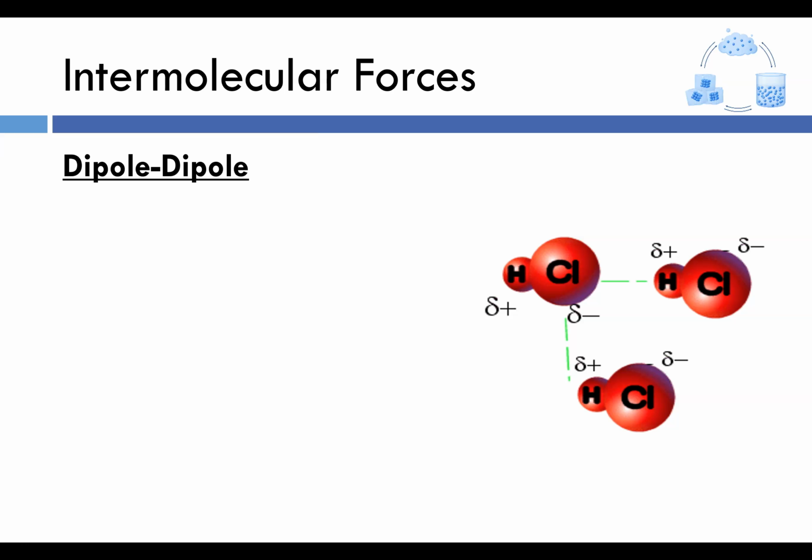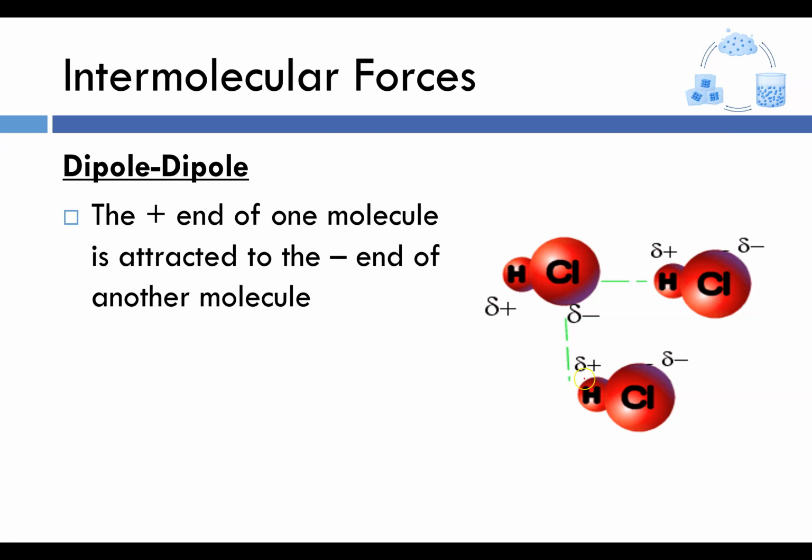HCl is an example of a polar molecule. We have a partial positive charge on our hydrogen and a partial negative charge on our chlorine atoms. You can kind of imagine a bunch of HCl molecules being together and behaving like little magnets. Let me write that down.